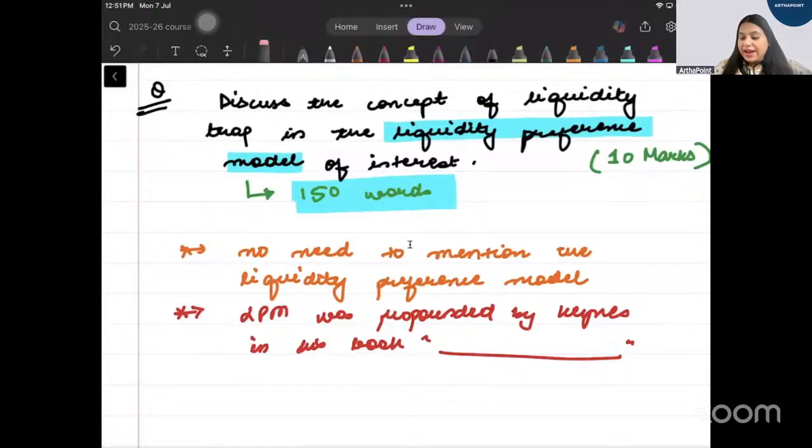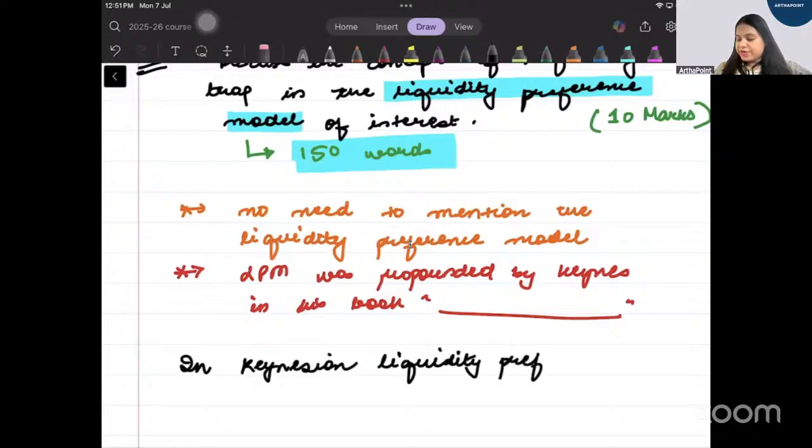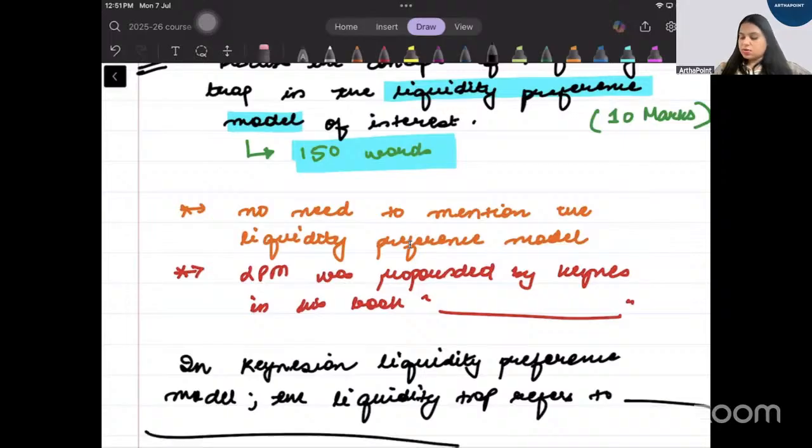Instead of writing that the liquidity preference model was propounded by Keynes in his book, and wasting about 10 to 15 words, when you start your answer, you can simply say that in the Keynesian liquidity preference model, the liquidity trap refers to, and you can continue your answer.